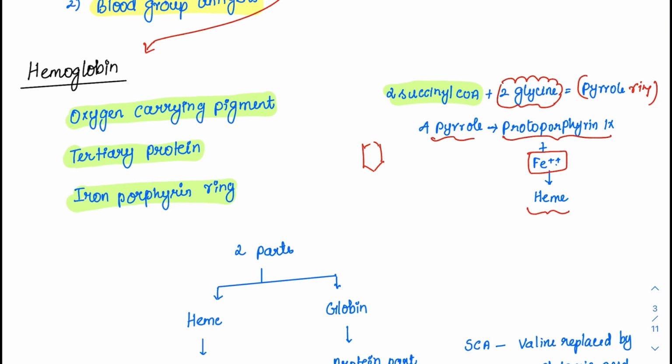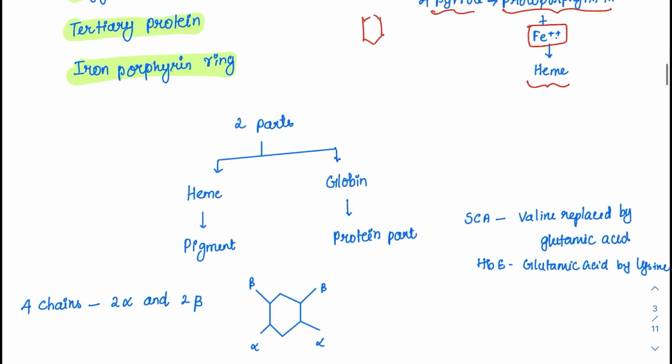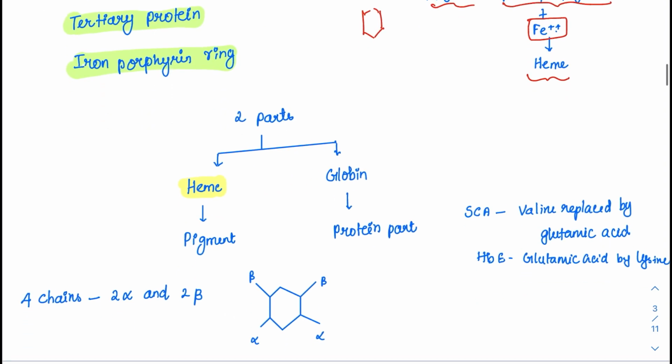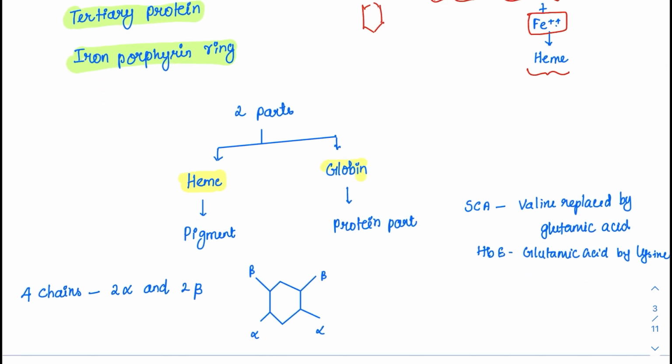So for forming a hemoglobin, we need two products. One is the heme and the other is the globin part. Globin is the protein part. Till now, we have formed our heme from the primary products of succinyl CoA and glycine. Finally, when heme is there and the globin protein is available, they together will form the hemoglobin molecule. So heme is the iron containing pigment and the protein part is the globin.